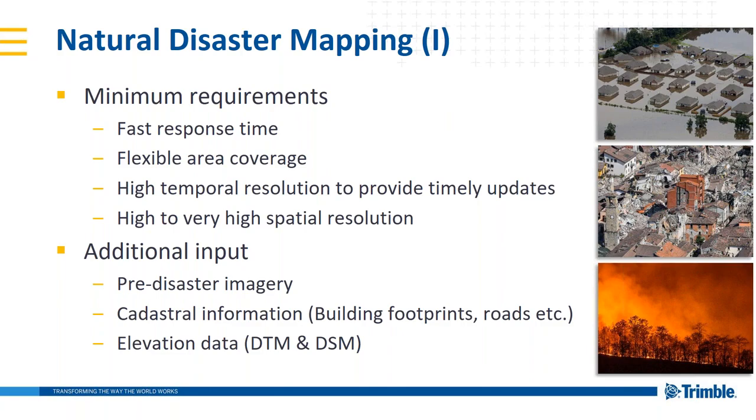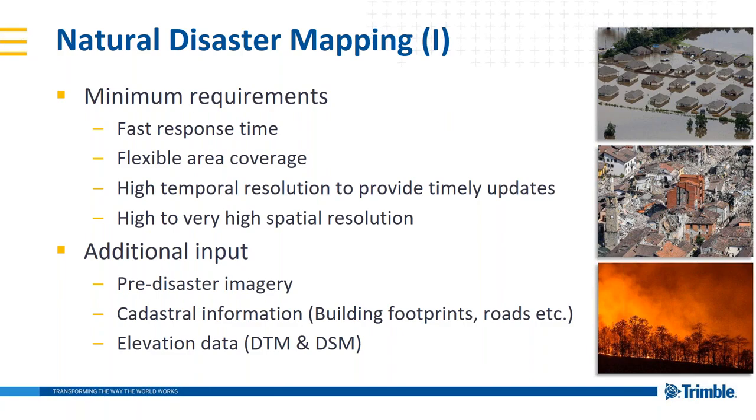And finally, high to very high spatial resolution is always good, depending on what level of detail we need to provide the information in. So the more detail we have, the finer resolution we have, the more we can see within the image and go from, say, a large flooded area to identifying individual flooded homes and things of this nature.